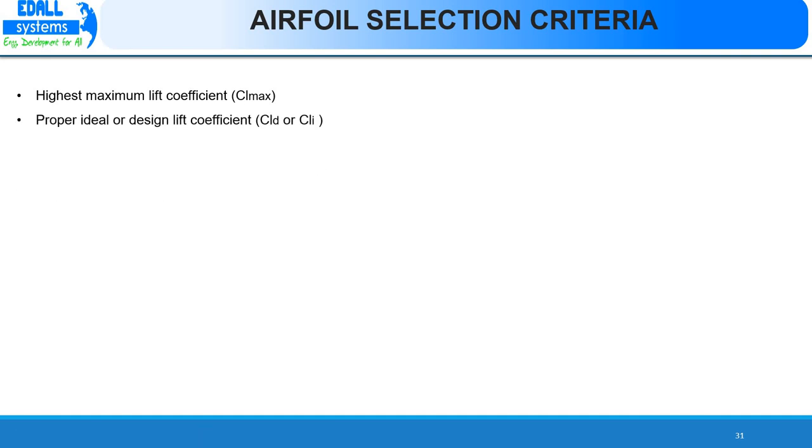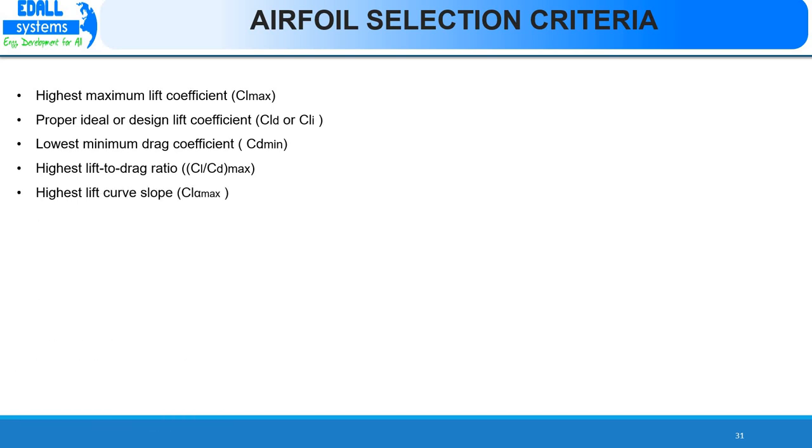Now we shall learn criteria to select an airfoil for a wing with a collection of design requirements such as: the airfoil with highest maximum lift coefficient, the airfoil with proper ideal or design lift coefficient, the airfoil with lowest minimum drag coefficient, the airfoil with highest lift to drag ratio, the airfoil with highest lift curve slope, the airfoil with lowest pitching moment coefficient, the airfoil with proper stall quality in the stall region.